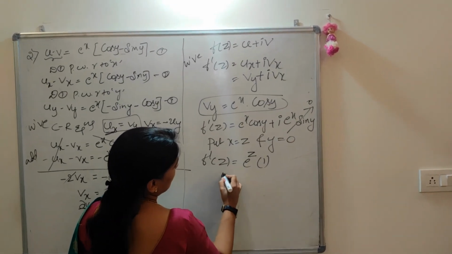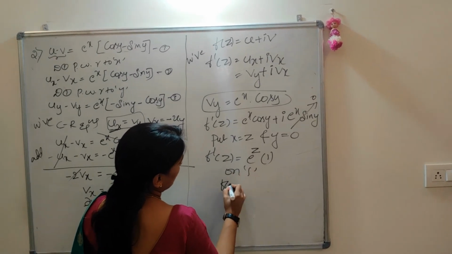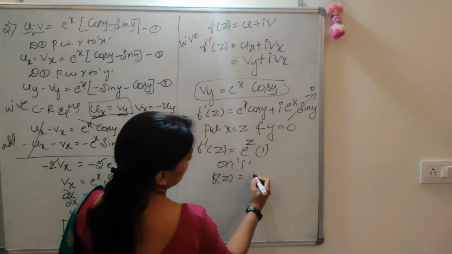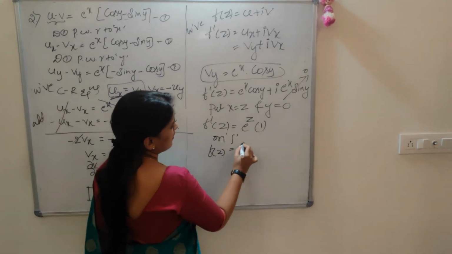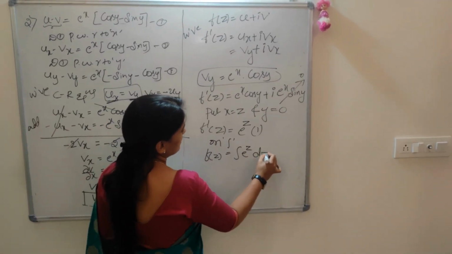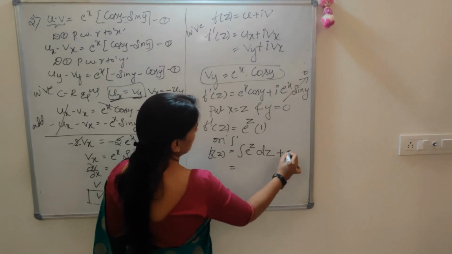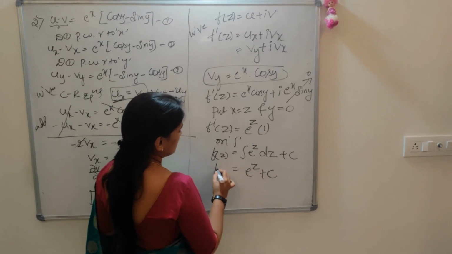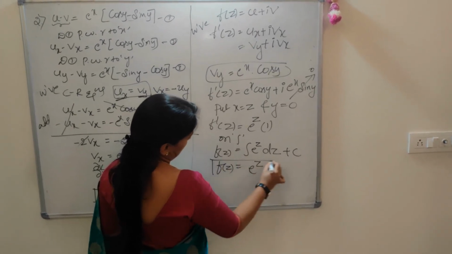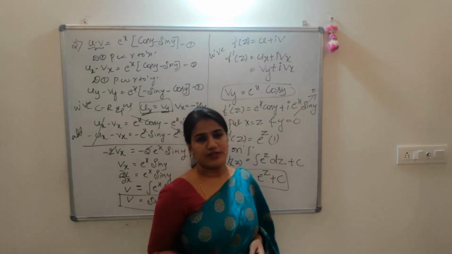So on integrating both the sides, f of z is equal to the integration of e power z dz, plus the integral constant. The integration of e power z is e power z plus c. This is the required analytic function. Okay, this is the solution. Thank you.